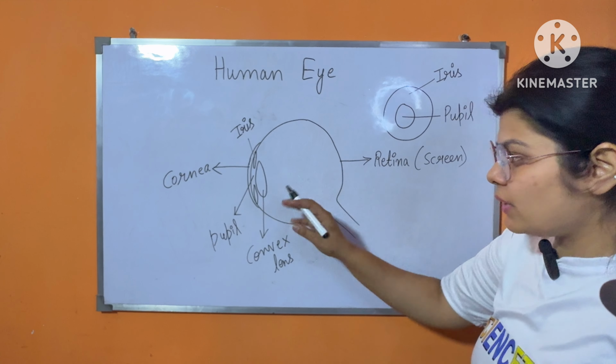So the lens is clear, I hope, to all of you. Cornea, iris, pupil, convex lens. These are the four parts that we have covered. Now let's talk about the retina. Retina is basically a screen and it is the last part of our eye.